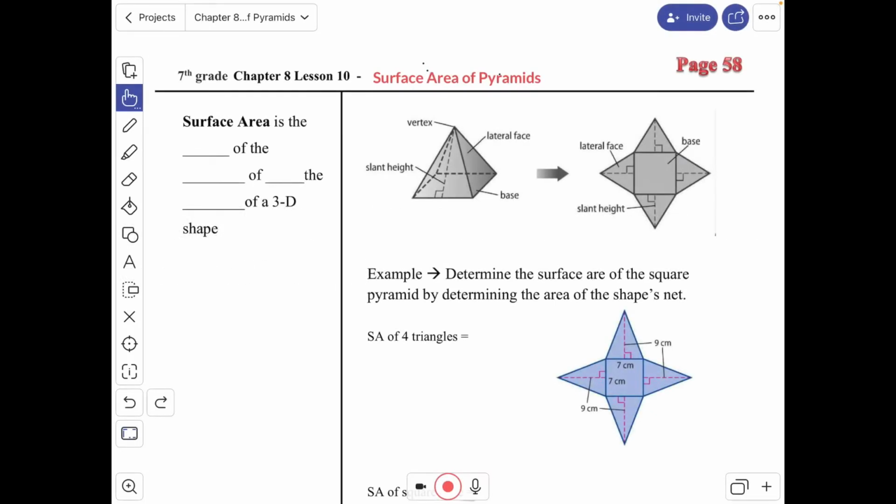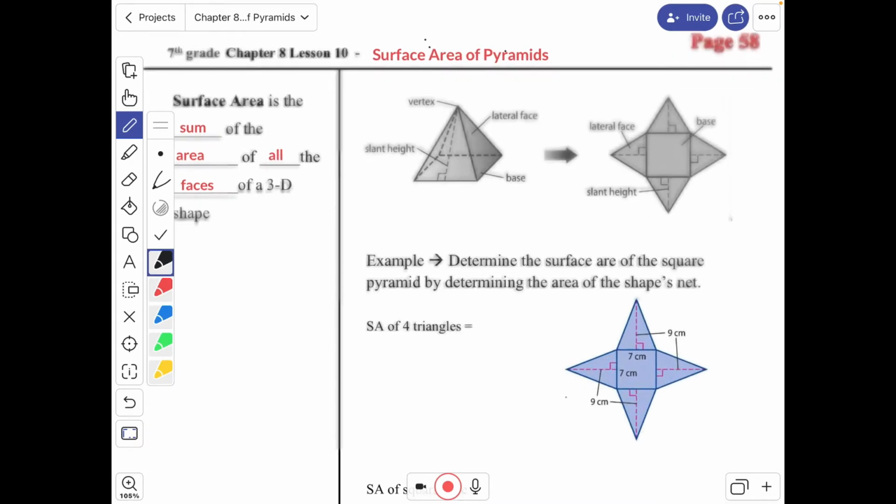We are on Chapter 8, Lesson 10, Surface Area of Pyramids. And it's just like we've been doing the last couple of days. It's going to be the surface area, which is the sum of the area of all the faces of a 3D shape. And again, we usually use nets. So this example that we're looking at is called a square pyramid because the base is a square.